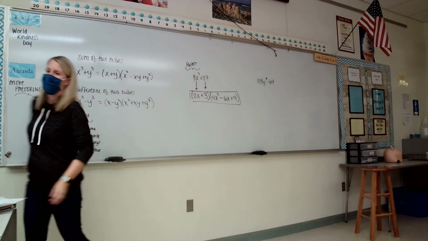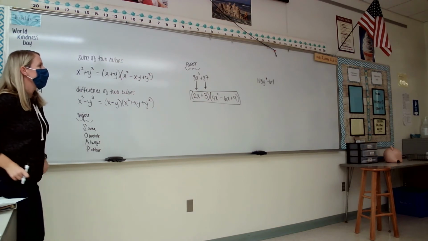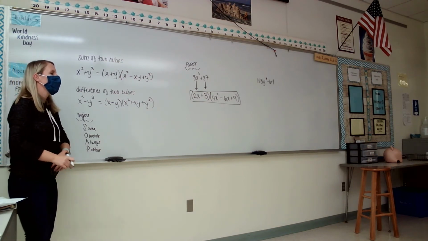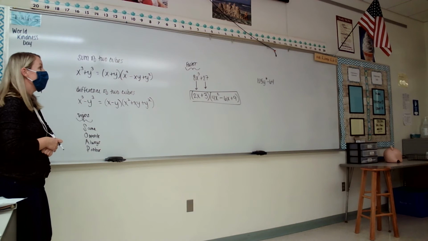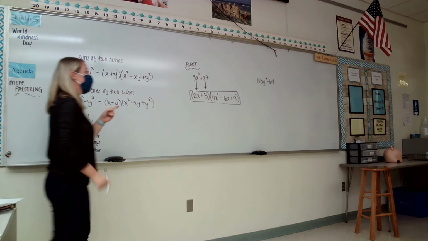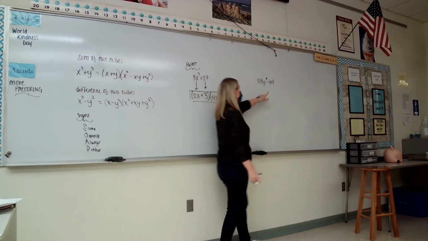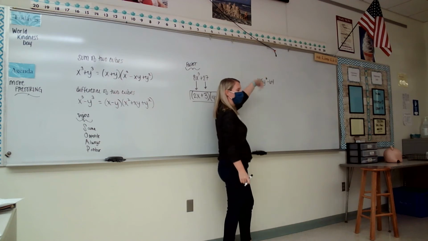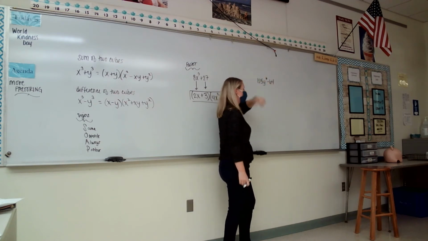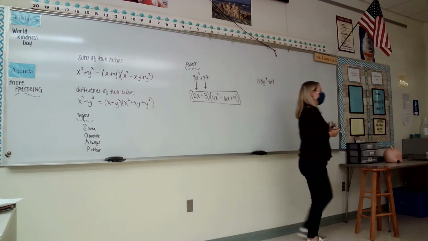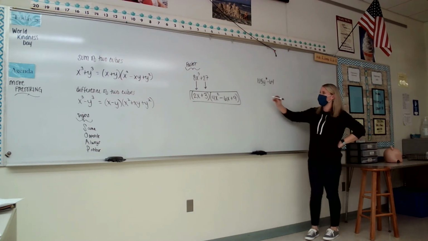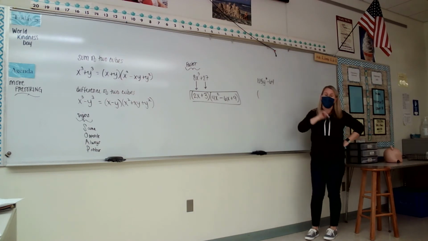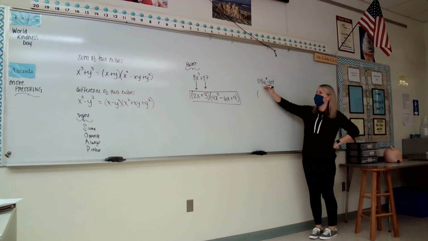All right, so let's say I did this one, and I said, hey, this is a difference of 2 cubes. That's not a difference of 2 squares. Technically, I can take the square root of 64, but I can't take the square root of 125. It's not a perfect square. So squares is out. This is a difference of 2 cubes. So what I'm going to do is take the cube root of the first term. The cube root of 125 is what?